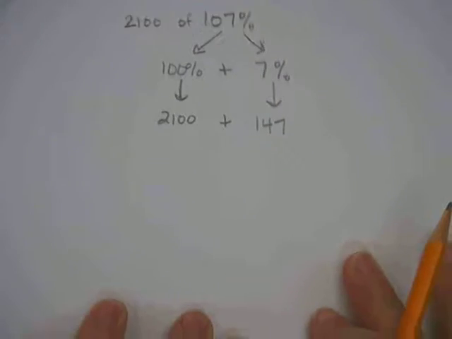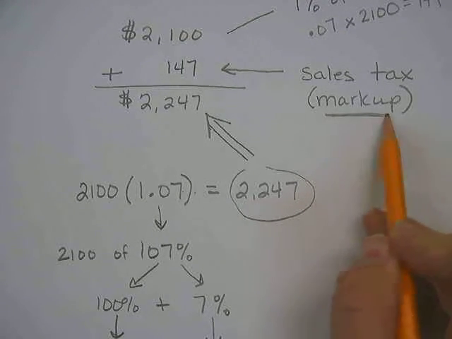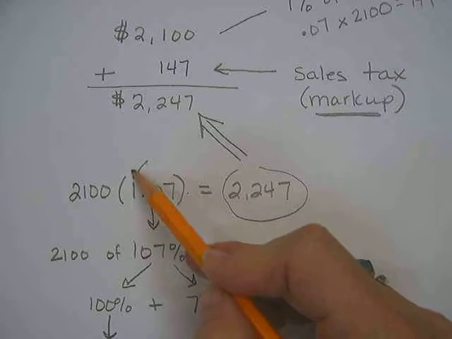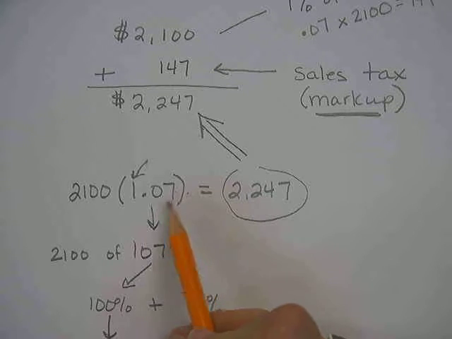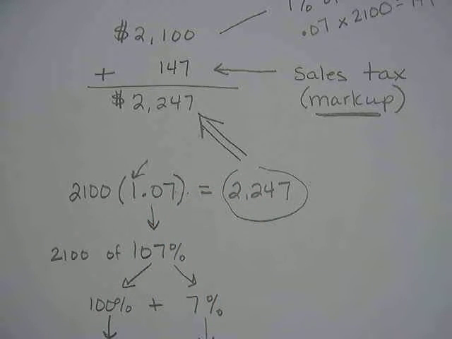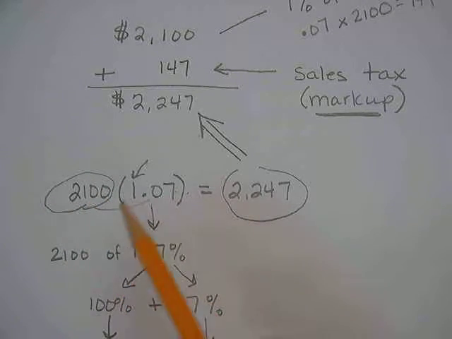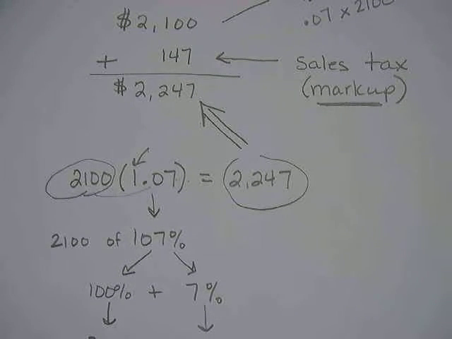So the key is, whenever we're going to do a markup, something that's added onto the price, we are going to add a 1 in front of the percent and multiply not by 7% but by 107%. And that's going to allow us to keep the original 2,100 and then add on that extra 7. So please turn the page.